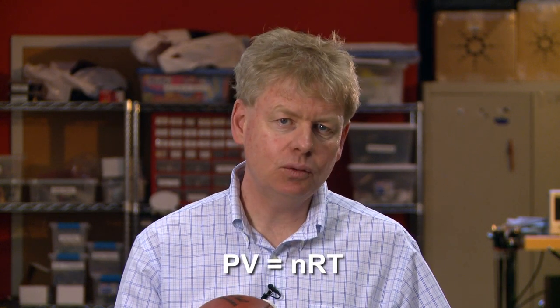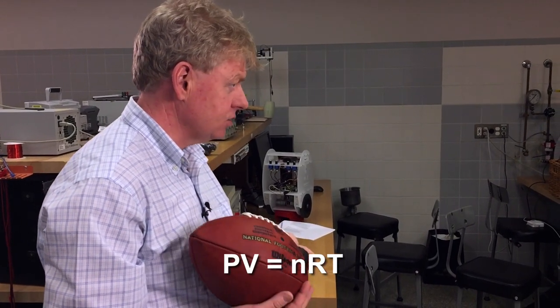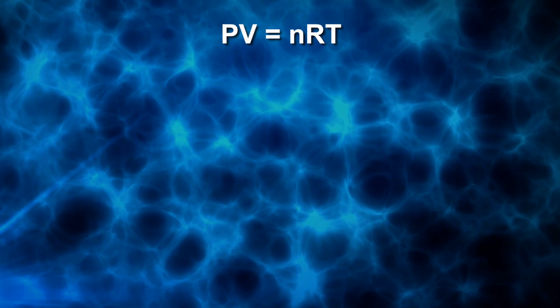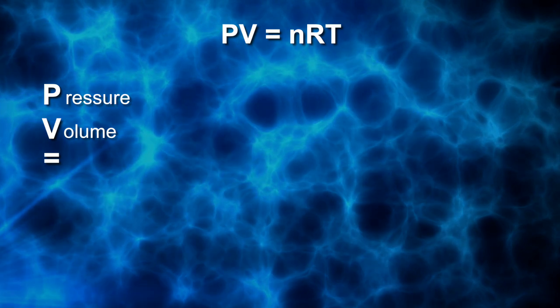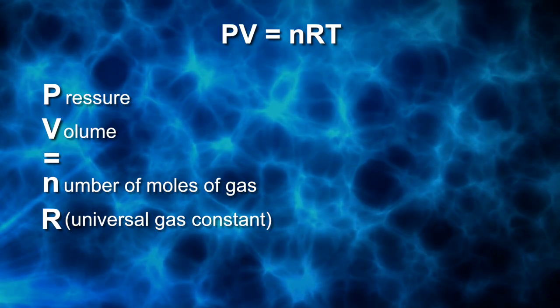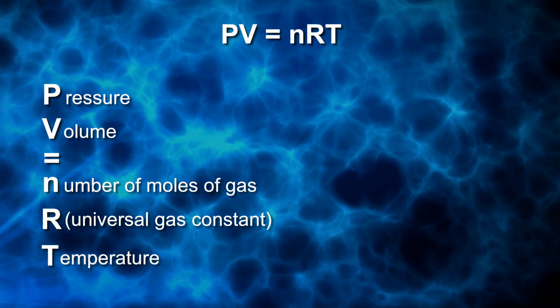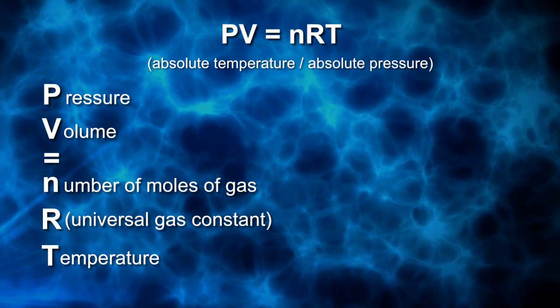To finish up our discussion of Gay-Lussac's law, I want to ask you to do one more calculation and to discuss the result. Gay-Lussac's law is actually a special case of the ideal gas law, PV equals NRT. Perhaps you've seen this in one of your classes already, or maybe you'll see it later in your science class this year. PV equals NRT expresses that the pressure P times the volume V has to be equal to the number of moles of gas N times the universal gas constant R times the temperature T. And we need to use absolute temperature and absolute pressure for the ideal gas law to hold.